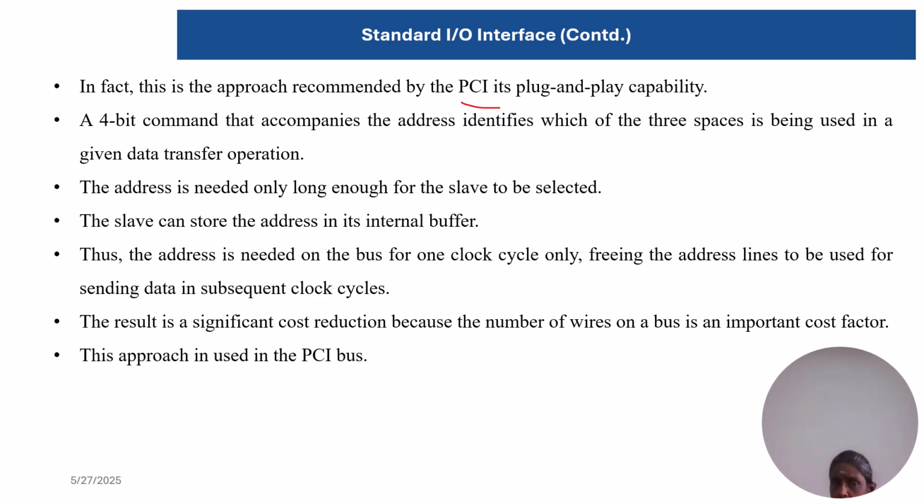A 4-bit command accompanies the address. So which address space is to be used will be indicated by using a 4-bit command. It identifies which of these spaces is being used in a given data transfer operation. So first, the 4-bit command will be sent, indicating which address space will be used. The address is needed only long enough for the slave to be selected. So for what is the address given?